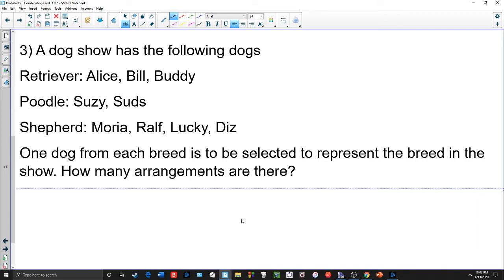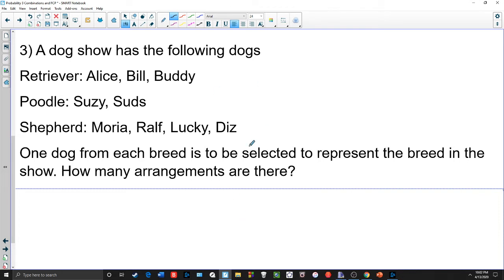So this is, again, kind of tricky here because we have different categories, not just one category to pick from. We actually have different categories. We have 3 options for retriever, 3 options for poodle, and 3 options for shepherd. And we want to figure out how many different ways we can pick it.